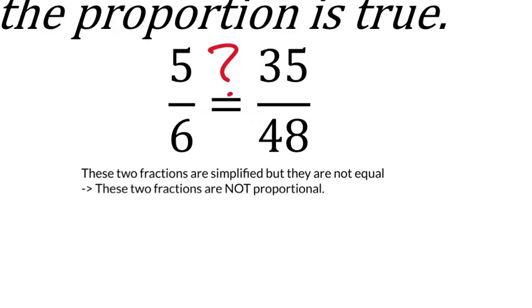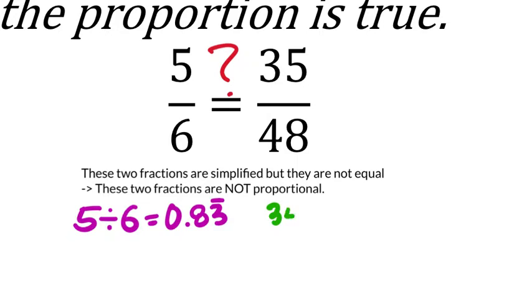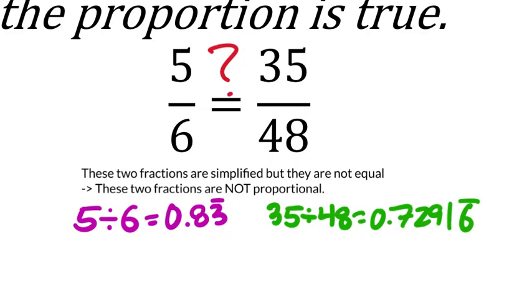Now, we could have just compared the decimals as well. So for this first one, you could have just said, well, what is 5 divided by 6? And then we can see what that decimal would be in our calculator. So in my calculator, I get 0.83 repeating. And then I can put 35 divided by 48 in my calculator as well and see what it gives me. So 35 divided by 48 in my calculator is 0.7291, and then the 6 is repeating.